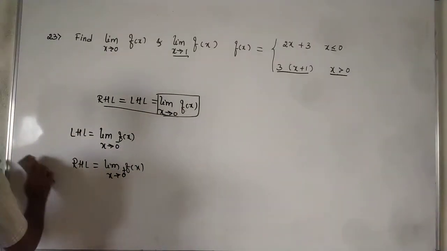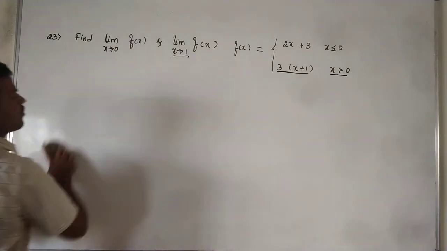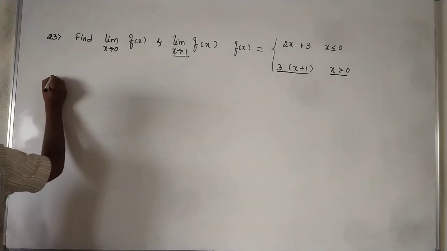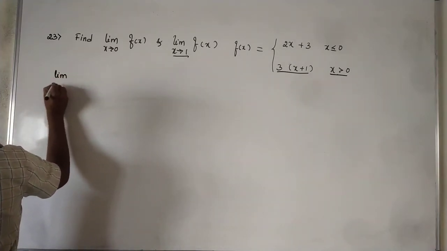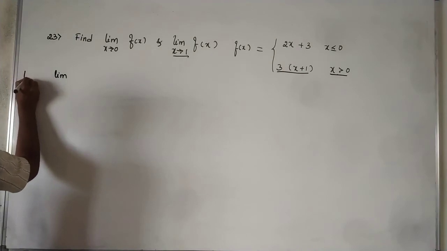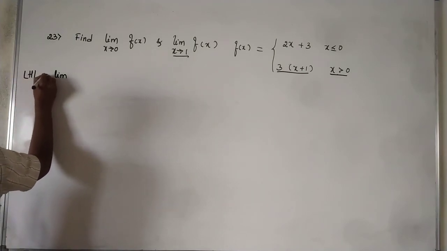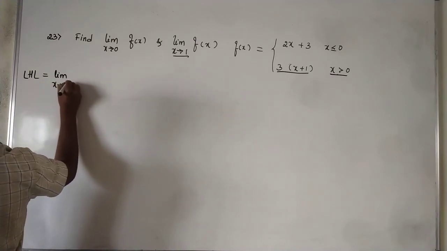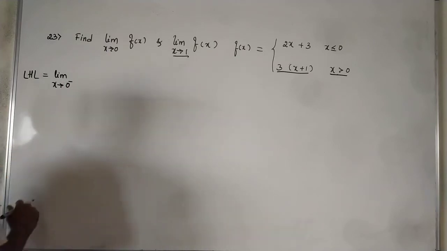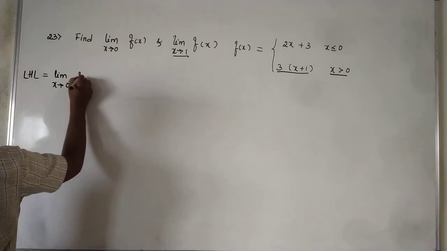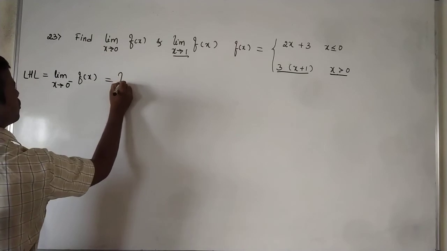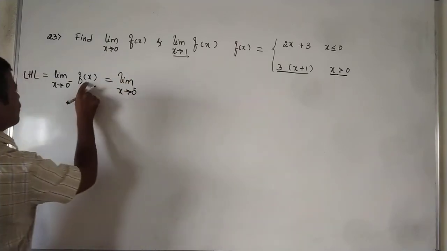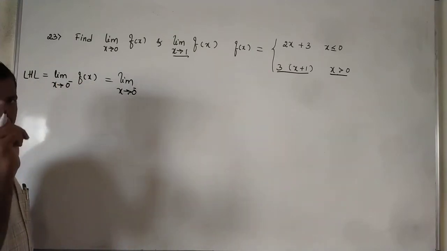So first we'll see that at x equal to 0. First we find the limit of the function. We find the LHL. LHL is equal to the left hand limit as x tends to 0 minus of f(x).